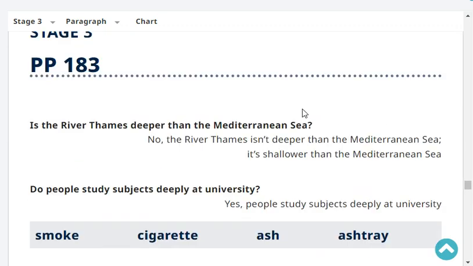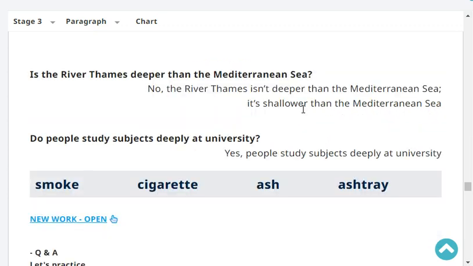Shallow. Is the river Thames deeper than the Mediterranean Sea? No, the Thames isn't deeper than the Mediterranean Sea. It's shallower than the Mediterranean Sea.